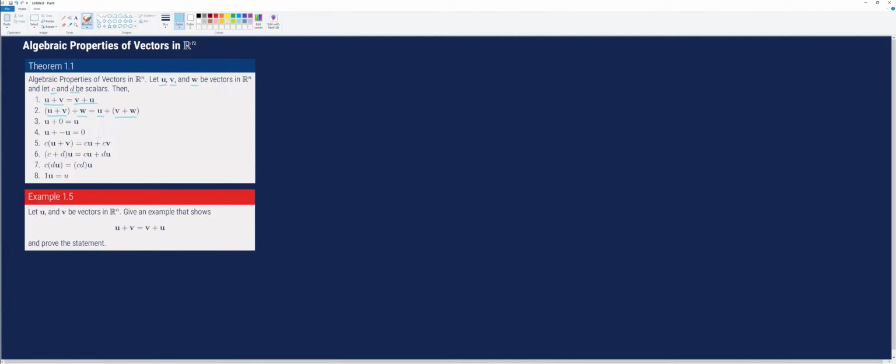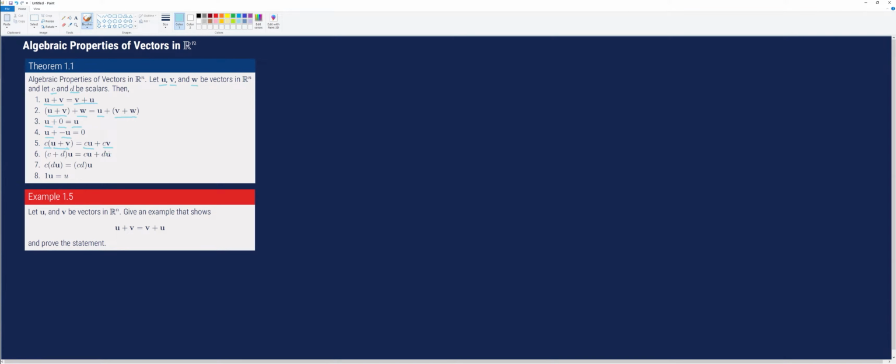The third property tells us that if we add vector u to a zero vector, we get the same vector. The fourth one tells us that if we add vector u to itself, but multiplied by -1, then we get the zero vector. The fifth property tells us that if we get the sum of vectors u and v, then multiply it by scalar c, it is equal to the sum of c times vector u and c times vector v.